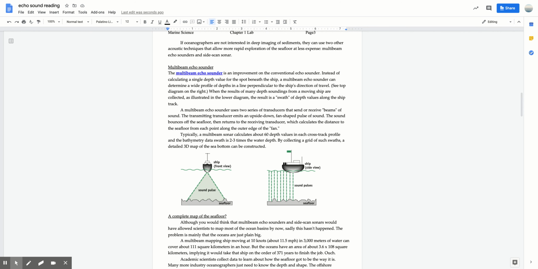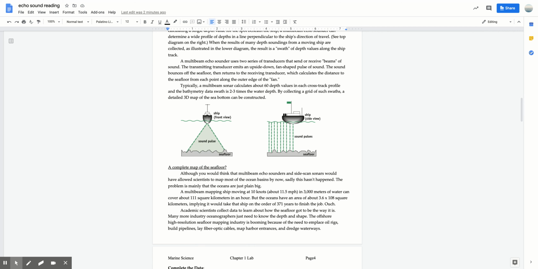A multi-beam echo sounder uses 2 series of transducers that send or receive beams of sound. The transmitting transducer emits an upside-down fan-shaped pulse of sound. The sound bounces off the seafloor, then returns to the receiving transducer, which calculates distance to the seafloor from each point along the outer edge of the fan. Typically, a multi-beam echo sounder calculates about 60 depth values in each cross-track profile, and the bathymetry data is 2 to 3 times the water depth. By collecting a grid of such swaths, a detailed 3D map of the bottom can be constructed.